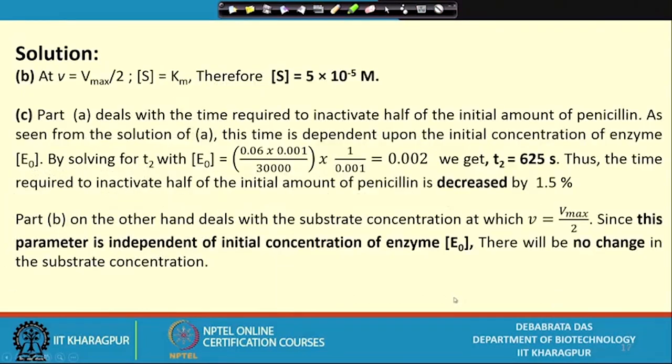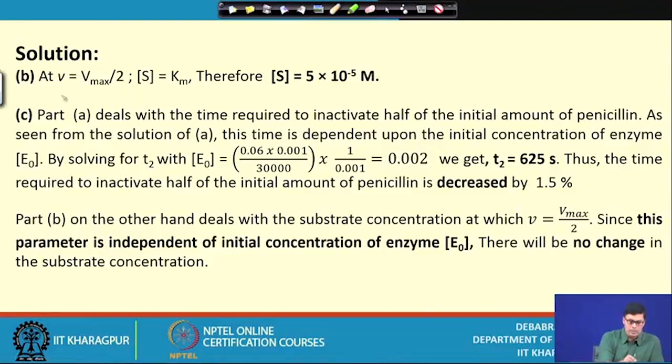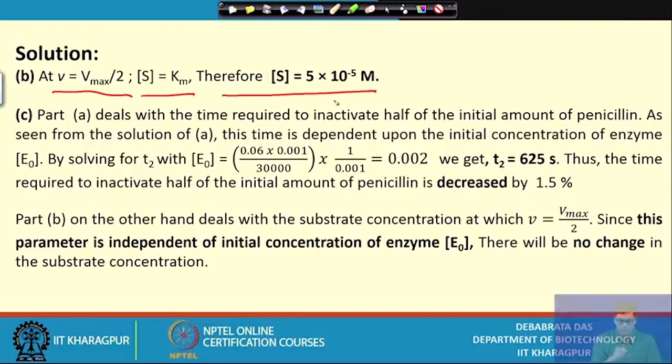Now the next problem, the next solution that we have: at V equal to V max by 2, S is equal to Km. Therefore, we can easily find it, because the V max value we already know. So we can find the S value, from the Km value.